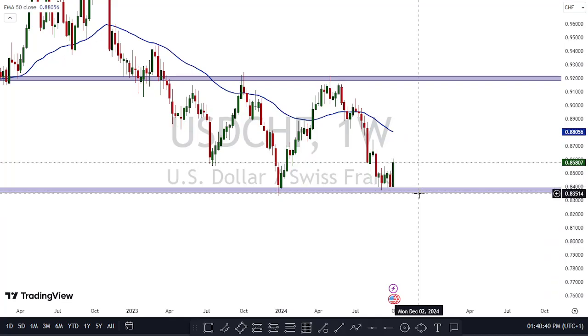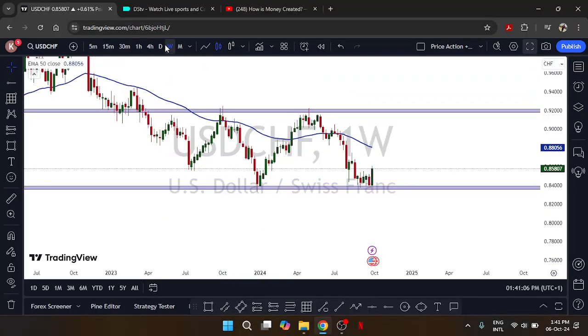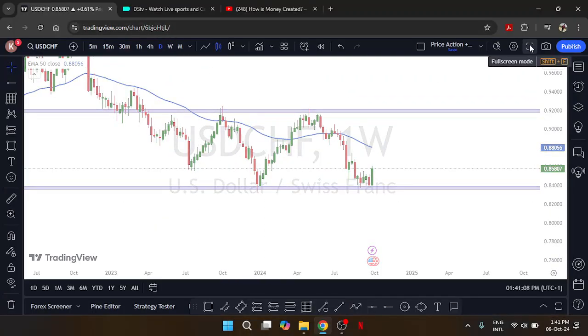So on the weekly, where I start my analysis, I draw my key levels, and I look out for candlestick formations. I'm not looking for trend on the weekly. I'm a day trader, I'm not following trend there. As a day trader, where I start to look out for trend is from the daily. So on the weekly I just look out for candlesticks, and then move to the daily.